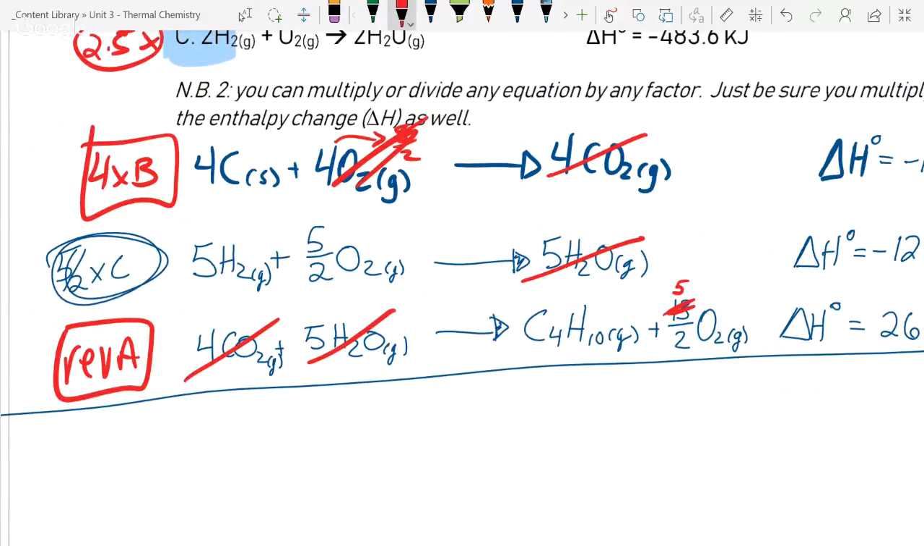5 over 2. Now look here. If you would rather just plug 4 plus 5 over 2 into your calculator and see what it is, do that. You'll get 6.5. Does that make sense? And then over here, if you just want to do 13 divided by 2, you'll get 6.5. I don't care how you show that that's the same amount of oxygen. Just make sure you know that it is. Does that make sense? Did that go over people's heads? Fractions stress people out. Okay, let's try this.